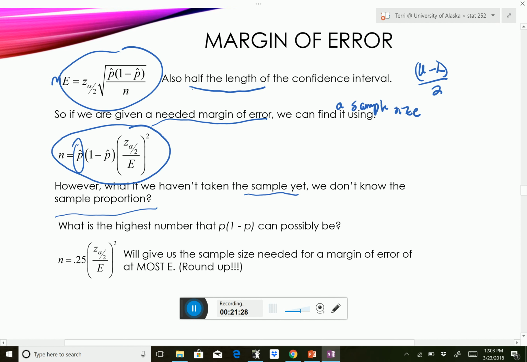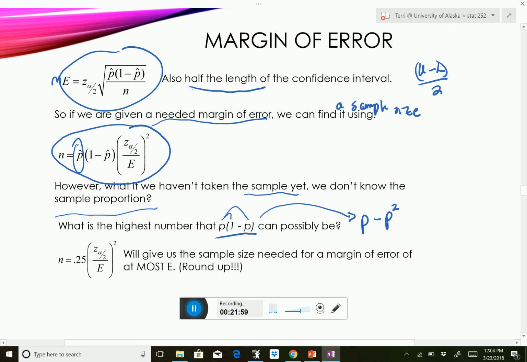hat. So I go, wait a minute, I don't even have a P hat, so how am I supposed to figure out an N? Well, one of the things we can do is figure out the highest number that P times 1 minus P can actually be? And here's getting into just a bit of algebra, but if we have P minus P squared, that's what P times 1 minus P is.